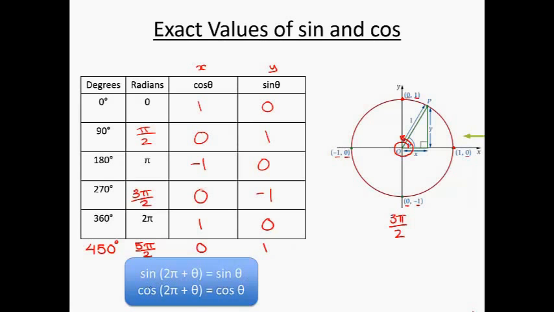So we get this property here that the sine of 2 pi plus theta, so 1 complete rotation plus theta, is just equal to the sine of theta. And the cos of 2 pi plus theta, so 1 complete rotation plus another angle theta, is just equal to the cos of theta.